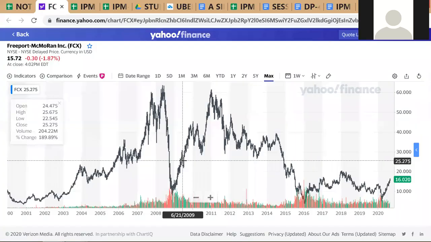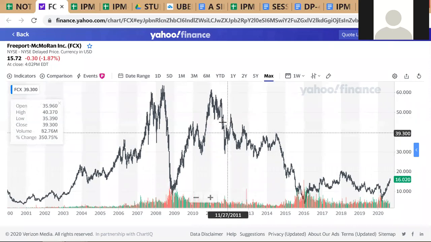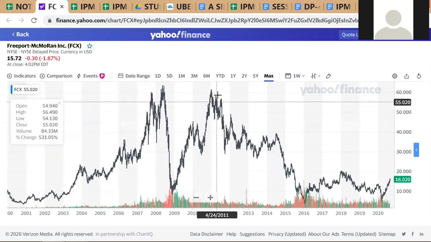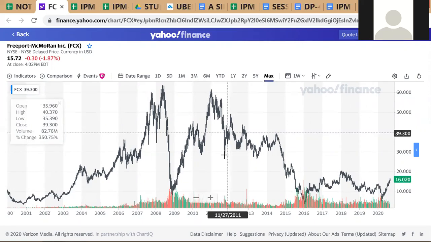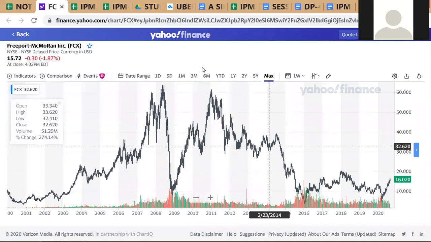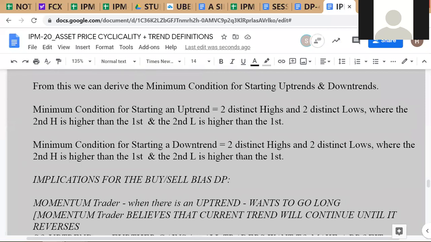Remember, that's why you should never memorize it. If you're talking about a downtrend, you focus on 2 highs, where the second high is lower than the first high, and 2 lows, where the second low is lower than the first low. Or you can take a high level look at this low and this low, this high and this high. So the minimum condition of starting a downtrend is 2 highs and 2 lows, where the second high is lower than the first, and the second low is also lower than the first.